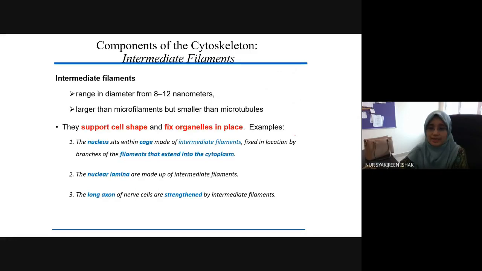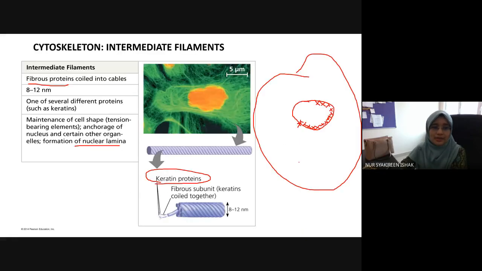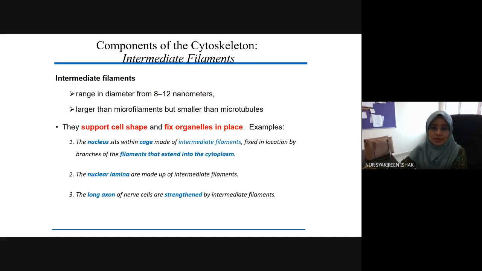So ini adalah edit slide. Okay, so it says here intermediate filament yang tadilah sama, range in diameter 8 to 12 nanometer. So the diameter is larger than the microfilament but smaller than the microtubule. So they help support cell shape and fix organelle in place.